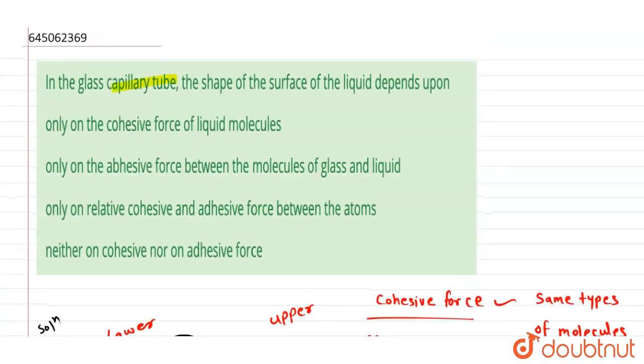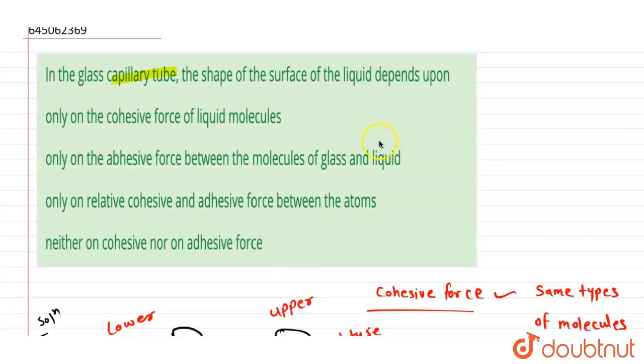Now let's check the options. In the options we are talking about the cohesive and adhesive forces. In the very first, only the cohesive force of the liquid, this is incorrect because it also depends on the adhesive force. Only on the adhesive force is also incorrect. Only on the relative cohesive and adhesive force between the atoms, yes, it is correct. As I told you, it depends on both cohesive and adhesive forces. Neither on cohesive is also incorrect. So the correct option is C.